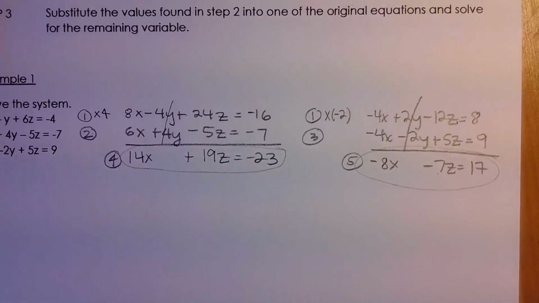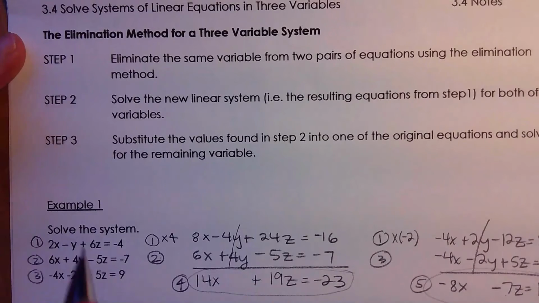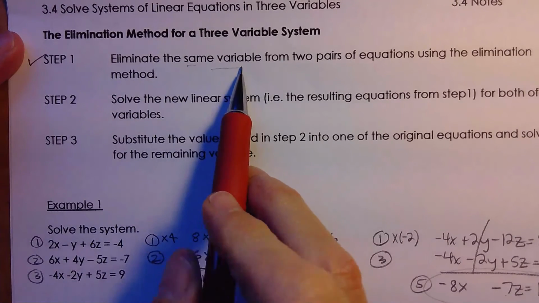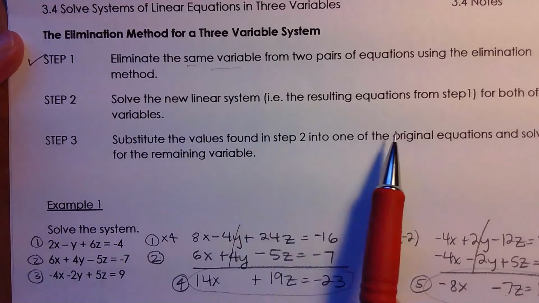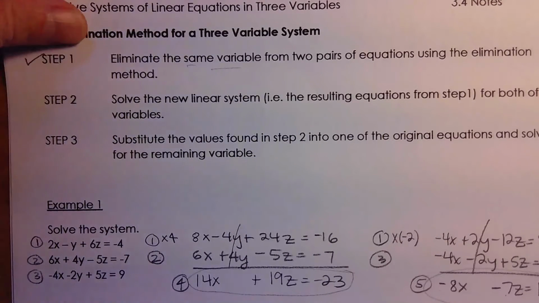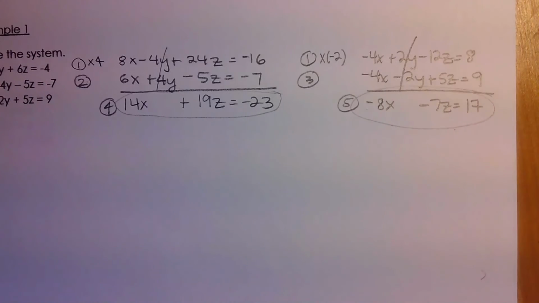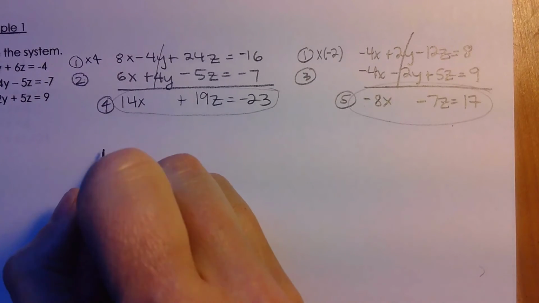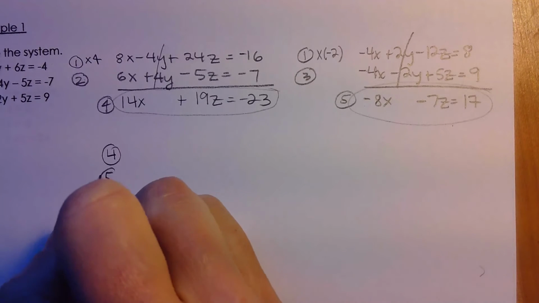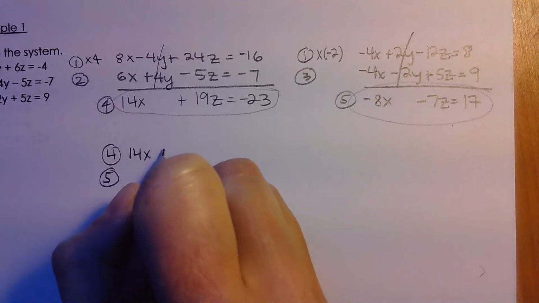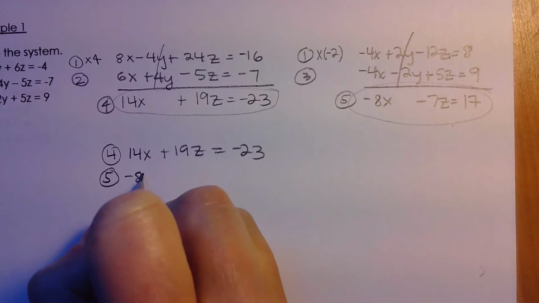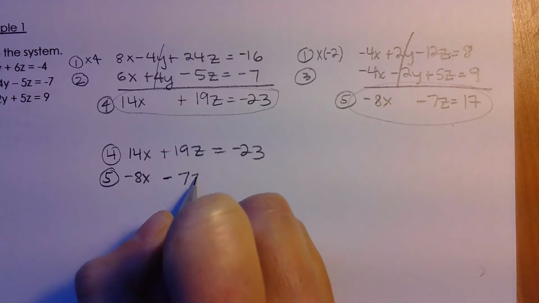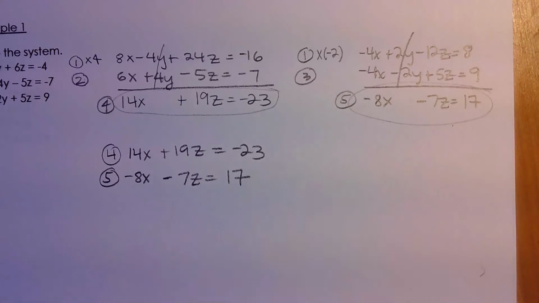Okay, so now that was step 1, right? I eliminated the same variable from two pairs of equations. All right, now I'm going to solve the new linear system, as in the resulting equations from step 1, for both of its variables. Okay, so now I'm going to make a system of equations from 4 and 5. So I'm just going to recopy 4 and 5 down below here. You'll find you take a lot of paper for this stuff too, so plan well. You need to save space for you to show your work.